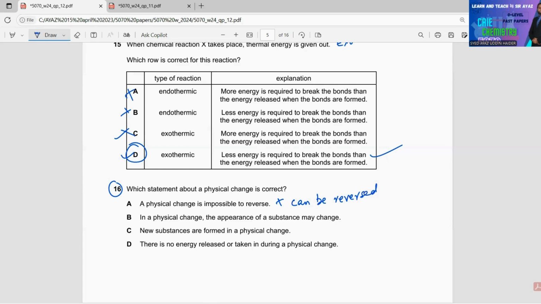B. In a physical change, the appearance of the substance may change. This is correct. This looks correct to me because the appearance of the substance may change during a physical change. Definitely. For convenience, I'm reading the other statements.